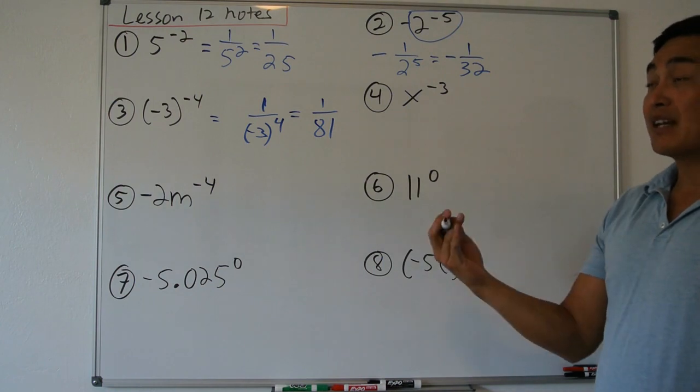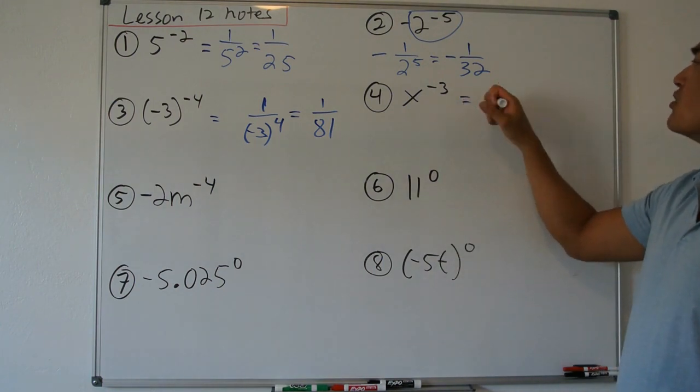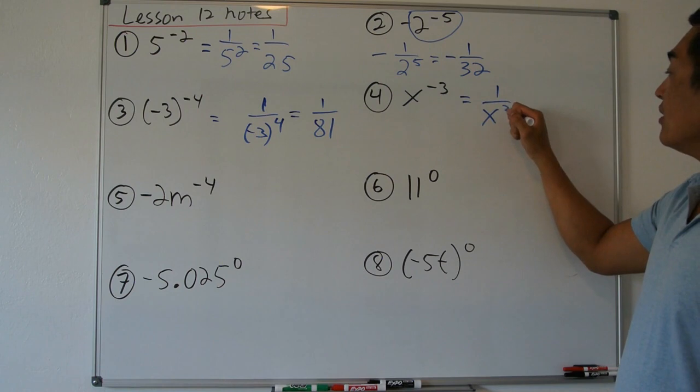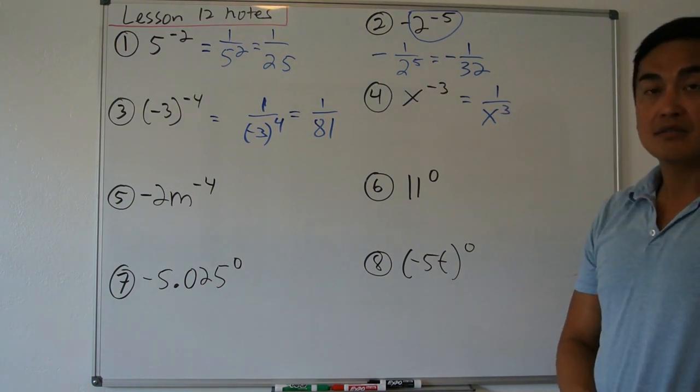Your goal is just to get rid of negative exponent, so you're just going to make it into 1 over x to the 3rd power. And then you're done. Alright?